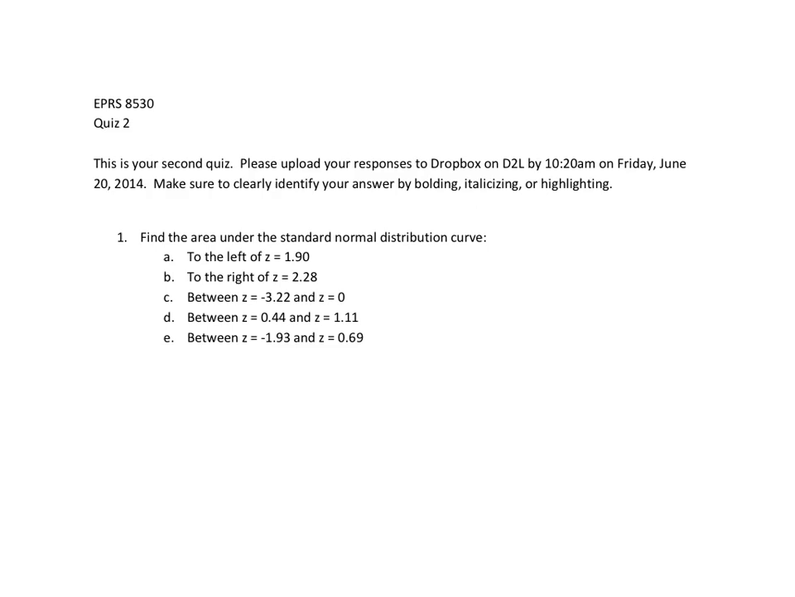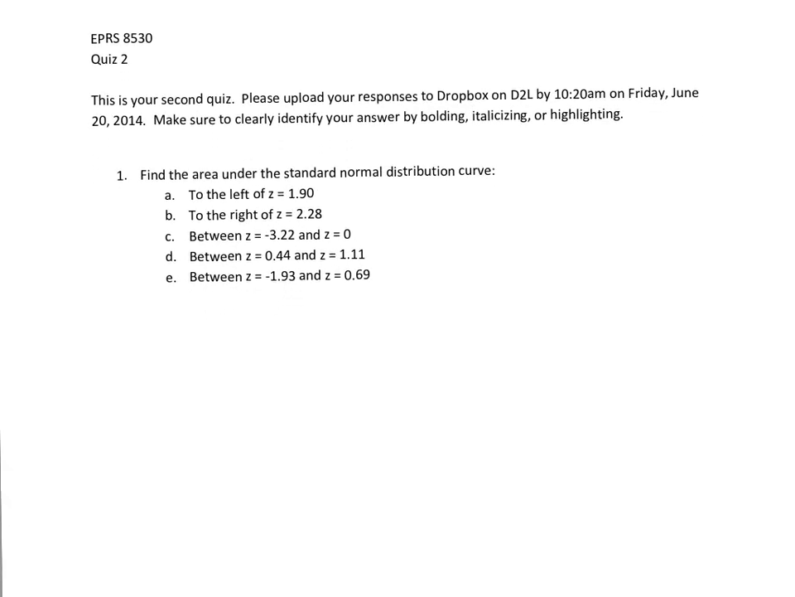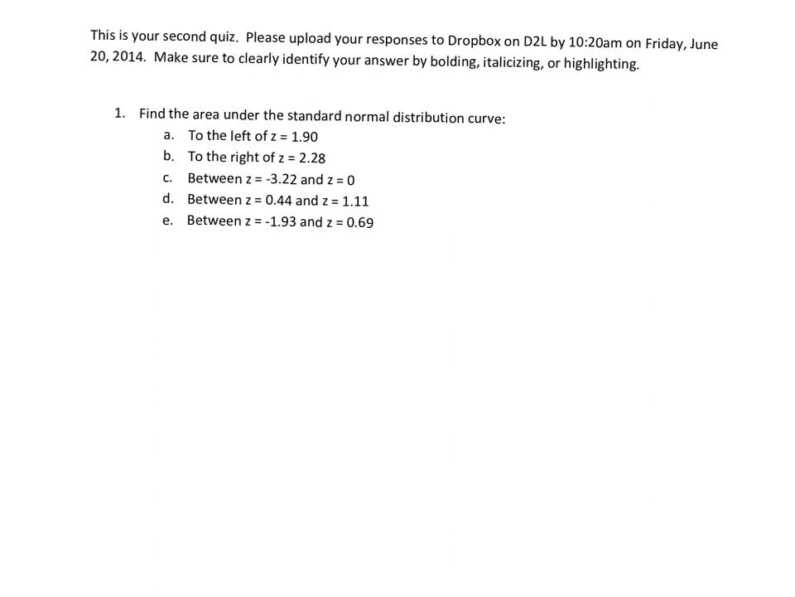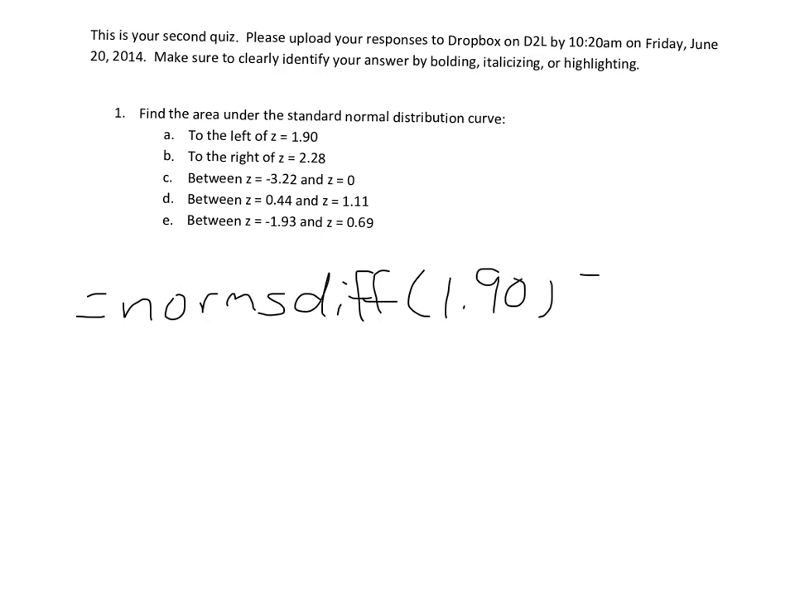Basically all you had to do was look at the Z table and read off which is C. Or you could have used Excel. If you used Excel, you'd have to know which formula to use. So for A, to the left of Z equals 1.90, you'd have NORM.S.DIST of 1.90, and you'd have ended up with 0.9713.